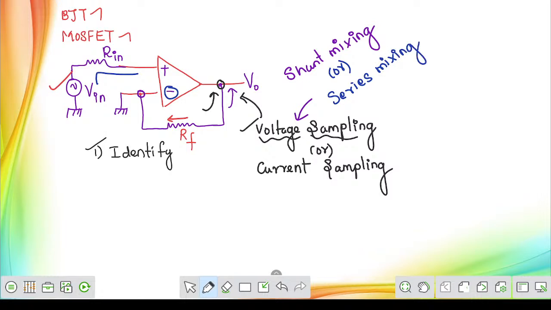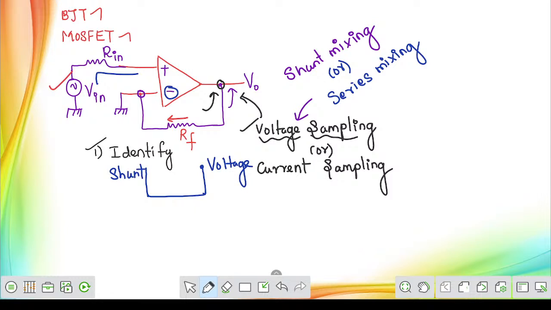That's it, sir. So what you have to do is remember only one keyword. Always remember: if the feedback line is directly connected with your output, then that is called voltage sampling. If it is directly connected with the input, then that is called shunt mixing.